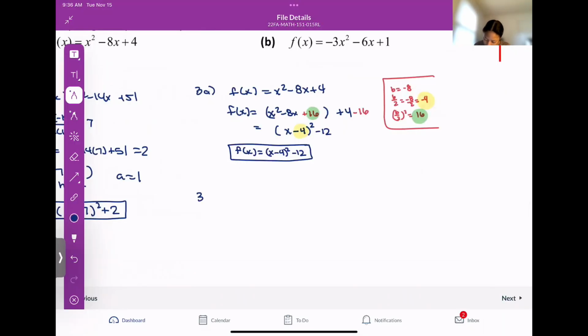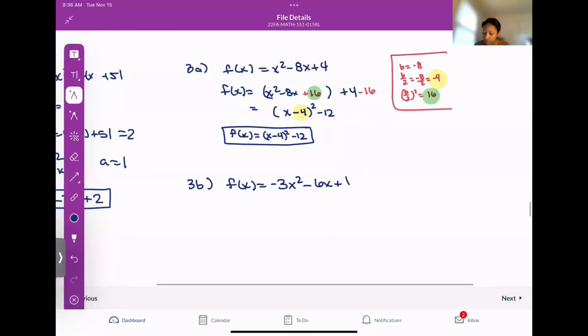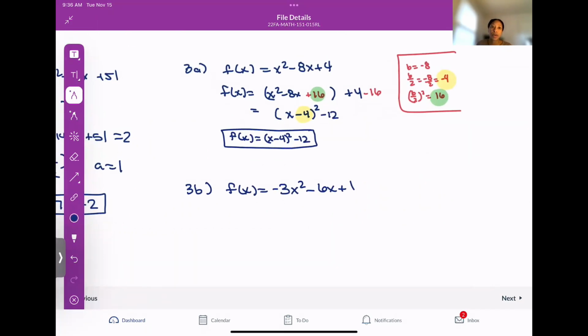For 3b, we have f of x equals negative 3x squared minus 6x plus 1. Remember I said we want to kind of isolate the x squared plus bx part? Well, we have a negative 3x squared here. Before we do anything, we want to factor out the negative 3. So we can write this as negative 3 times x squared plus 2x, and then we still have a plus 1 over there. And why did I leave that space? I left that space because we want to complete the square.